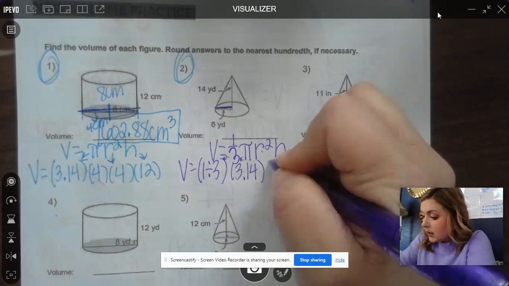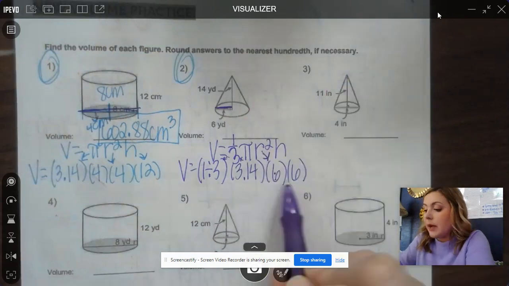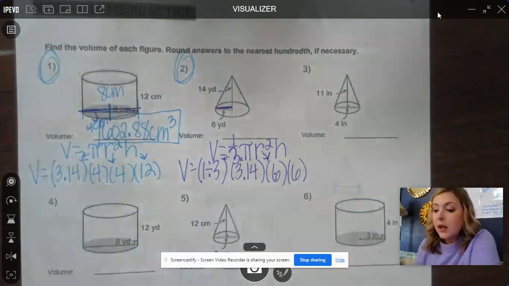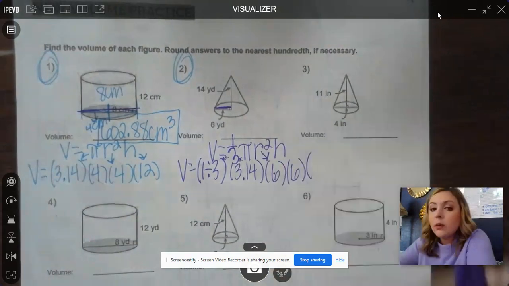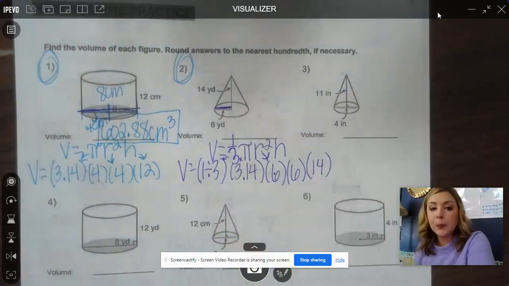6 times 6. I'm literally going to break down the radius times itself 2 times. Lastly, I need to account for the height. What is the height of this cone? 14. So you should have all of this written out.